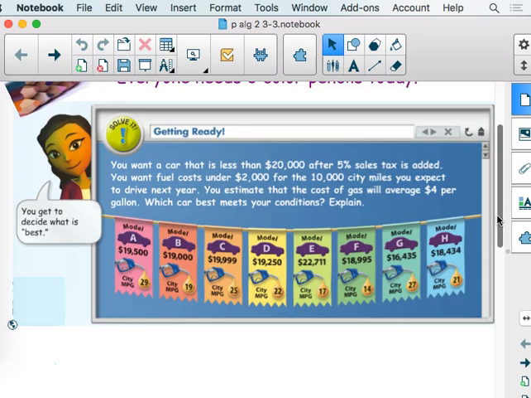It says, you want a car that is less than $20,000 after 5% sales tax is added. You want fuel costs under $2,000 for the 10,000 city miles that you expect to drive next year. So you're thinking ahead about this thing. You've got this much money for the car, this much money for the tax, this much money for the gas. And it says you estimate that the cost of a gallon will average $4 per gallon. Well, maybe that's because you want to go on the high side just in case. Which car best meets your conditions, and explain.